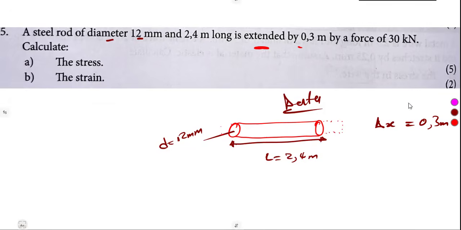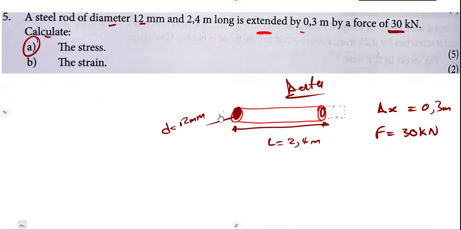So this extension was caused by a force of 30 kilonewton. So we are given a force. The question was then to calculate A, the stress. So the stress, guys, from the area part of the rod from the diameter there. That is where we must have the direct stress.